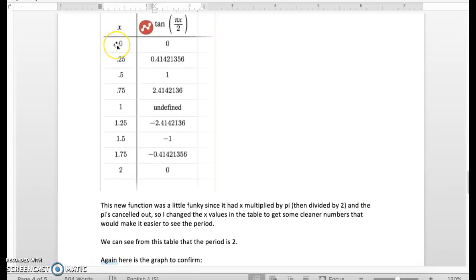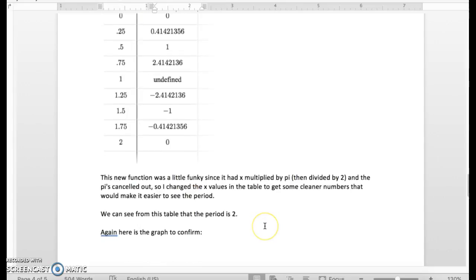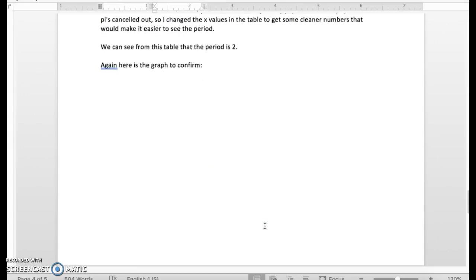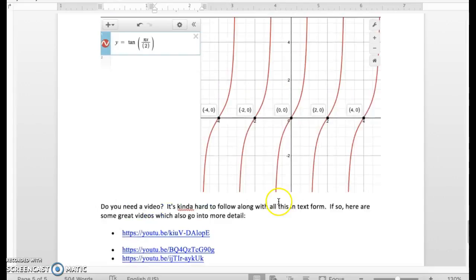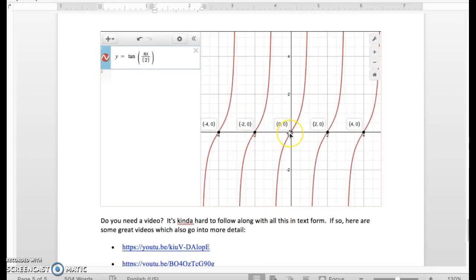And so we can see that at x equals 0, y equals 0, and then we hit y equals 0 again when x equals 2. So that means our period is 2. Remember, we did calculate this algebraically, so if this seems confusing, go back to the way in which we calculated that. Again, here's the graph to confirm, and we can again see that at x equals 0, then again at x equals 2, y equals 0, then again at x equals 4, y equals 0.